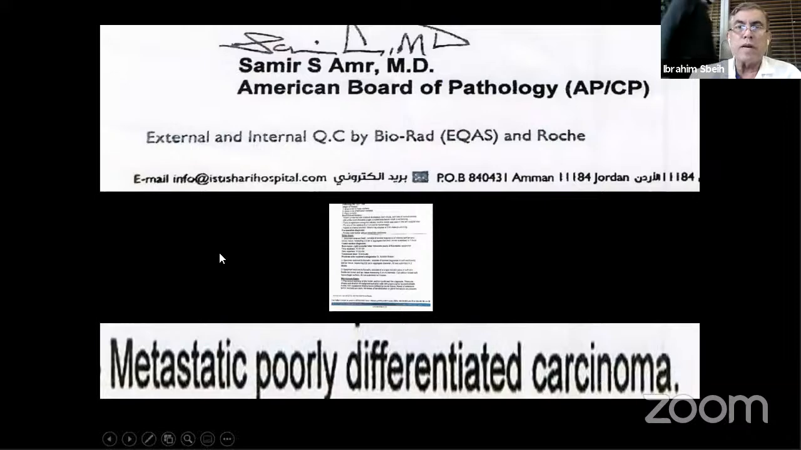And Dr. Samir Amr, another histopathologist, did the study on these slides and the specimen, and he diagnosed metastatic, poorly differentiated carcinoma. So this is a man with metastasis. He presented with a bleed as a first presentation. I don't know whether Dr. Samir is around. Are you around, Dr. Samir? If you are, please come forward for comments.